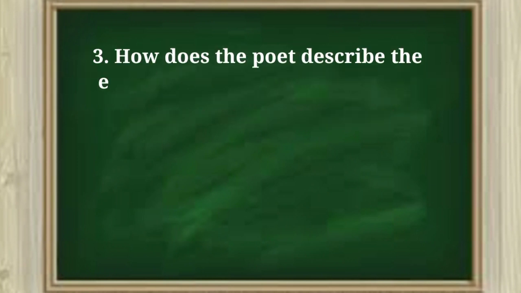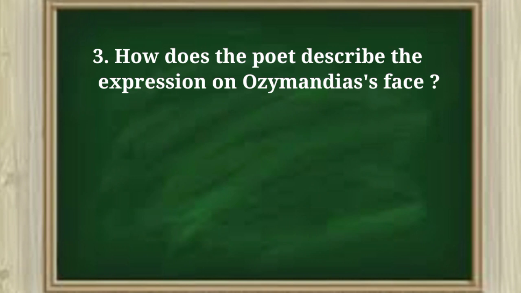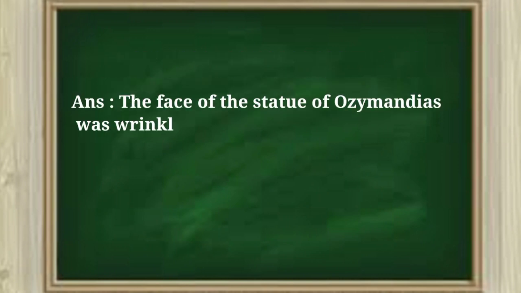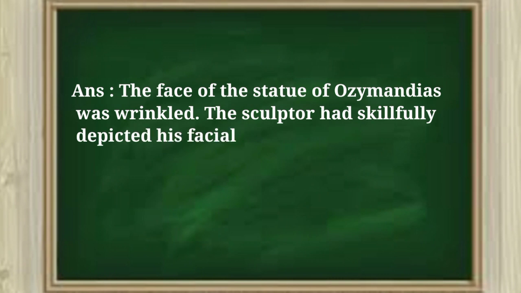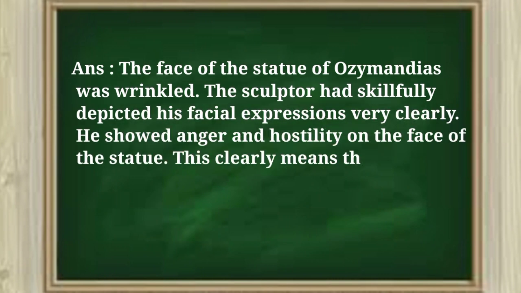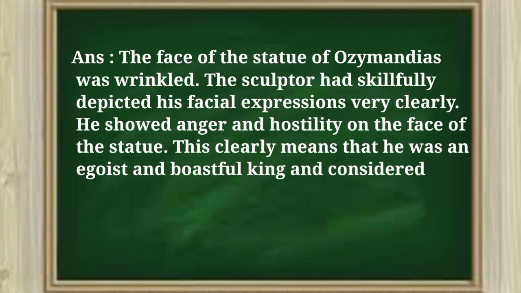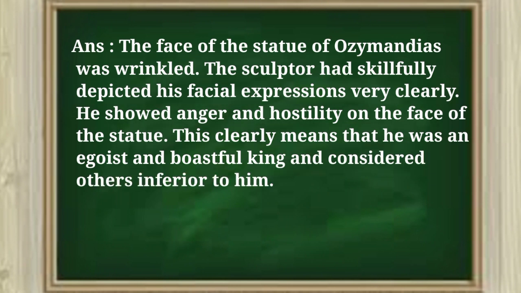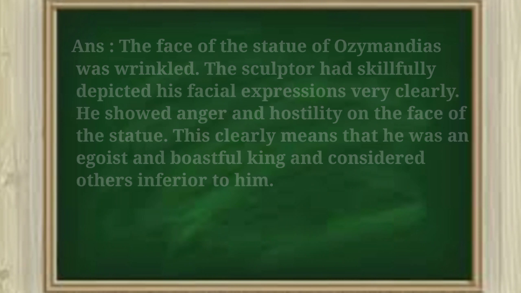Number 3. How does the poet describe the expression on Ozymandias' face? Answer. The face of the statue of Ozymandias was wrinkled. The sculptor had skillfully depicted his facial expressions very clearly. He showed anger and hostility on the face of the statue. This clearly means that he was an egoist and boastful king and considered others inferior to him.